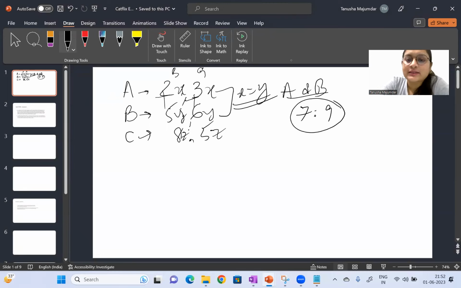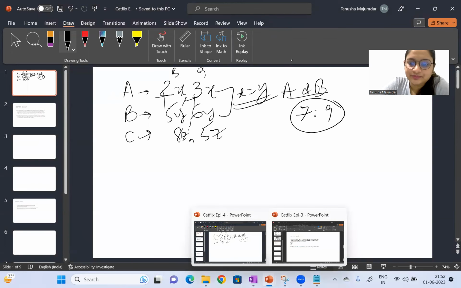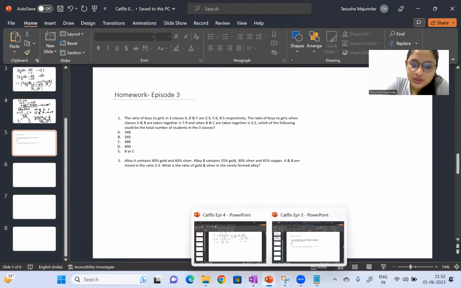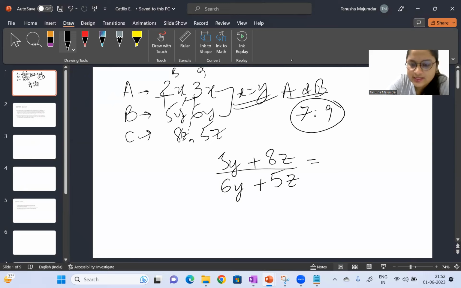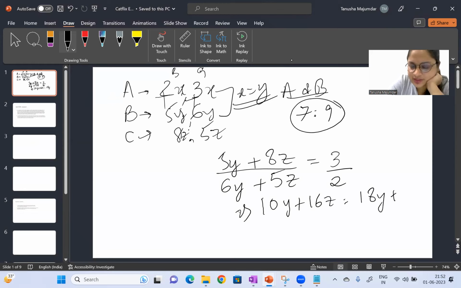What is the next relationship that you know? That B and C combined, the ratio is 3:2. Okay, so basically you can say 5y + 8z / 6y + 5z = 3/2, right? So you just need to solve this. If you do a cross multiplication of this, 10y + 16z = 18y + 15z, you'll be getting a correlation between them. So you'll get z = 8y. That is the kind of relationship that you'll get.